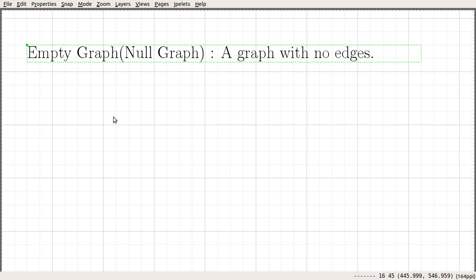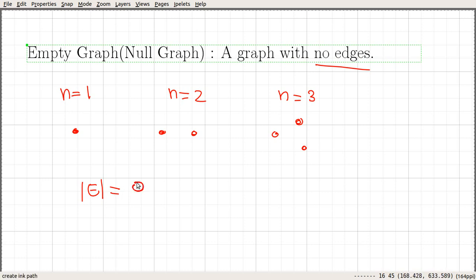Another common family of graphs is called a null graph. A null graph is a graph with no edges. For example, if n equals 1, it's a single dot, no edge. For n equals 2, we have two dots and no edge in the graph, because a null graph is a graph with no edges. For n equals 3, you can see that it contains only 3 dots. So this is how we define an empty graph. By definition, the size or the cardinality of E is 0.